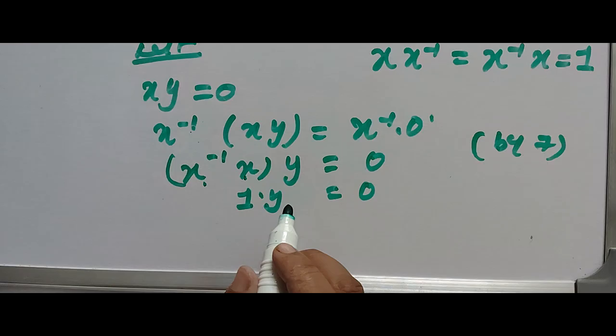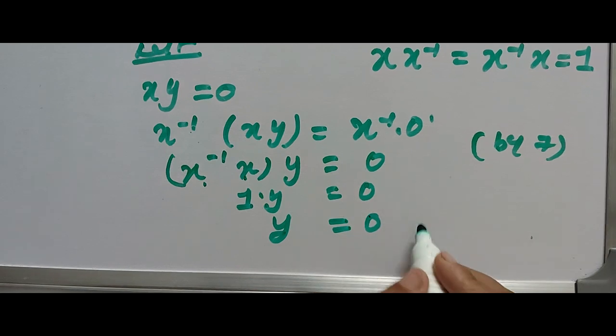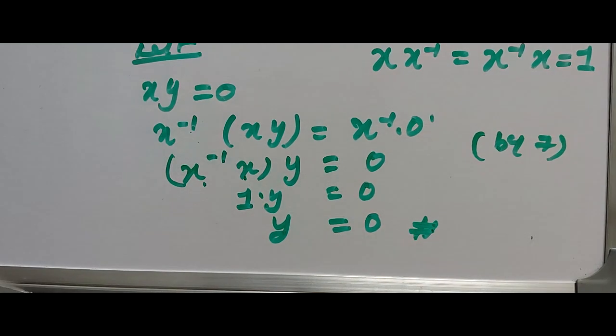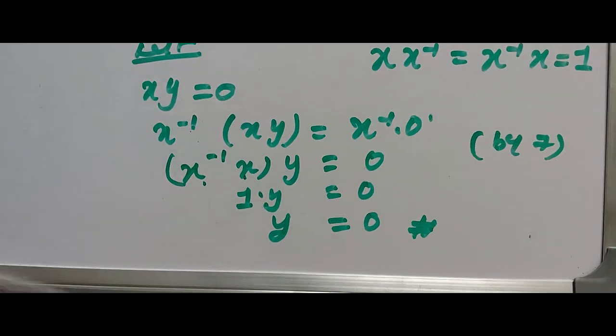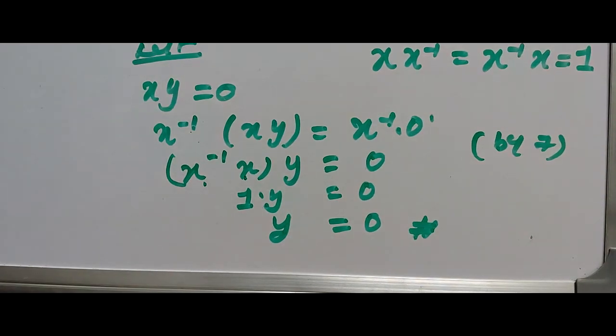What is the property of the multiplicative identity? If you multiply it with an element, you will get the same element. So y is equal to 0. In this way, we have proved y is equal to 0. Similarly, we can prove the other way.